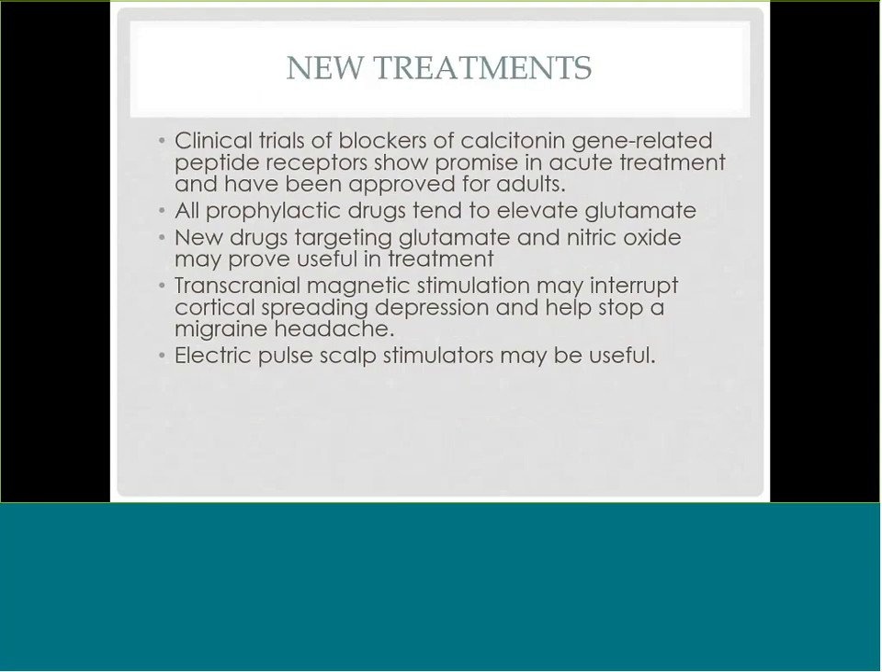Now, there are some new treatments on the horizon and some new treatments that just came out for adults that may have implications, at least for adolescents. So one of these is the new blockers of calcitonin gene-related peptides that have now been approved for adults. There may be other treatments coming out too, such as electrical pulse scalp stimulators or transcranial magnetic stimulation, but transcranial magnetic stimulation is not very practical. The electrical pulse scalp stimulators probably are not much better than placebo.